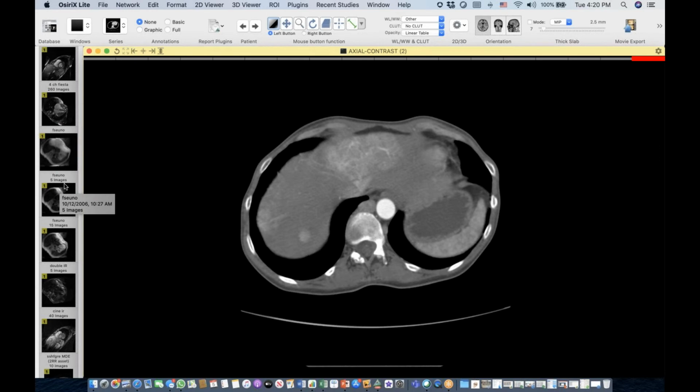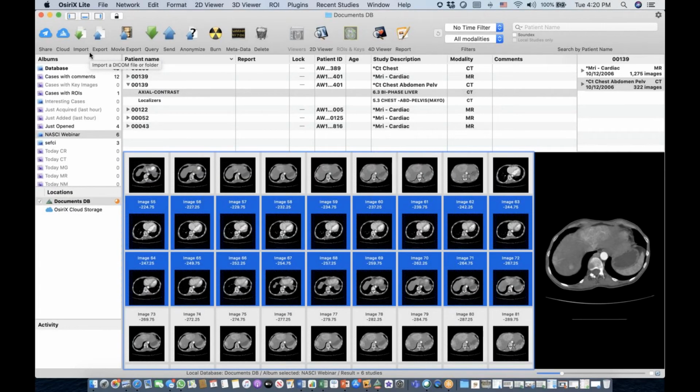So another nice show and tell here. That's a gorgeous case. Thank you. More than happy to share the DICOMs if you want them.